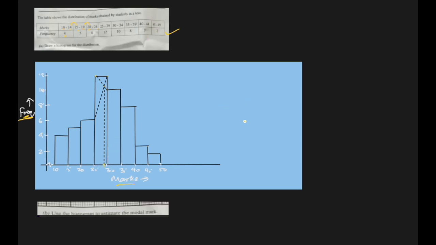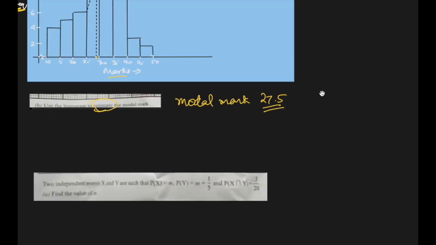So we can say for this answer, modal mark, it's an estimate only because they're saying estimate, not find. So I will say it is 27.5 for me. Let's move on to the next question.